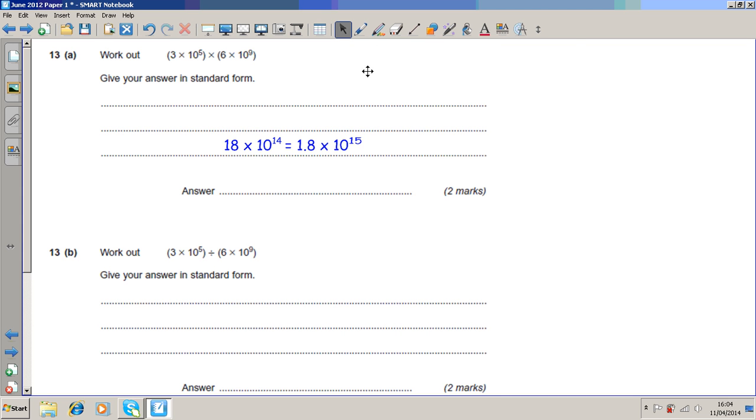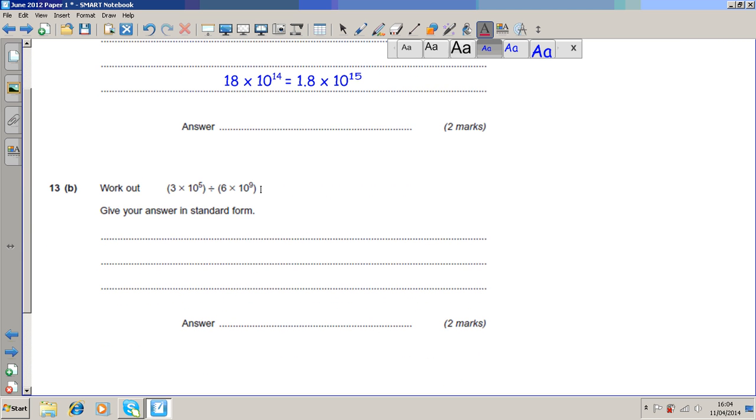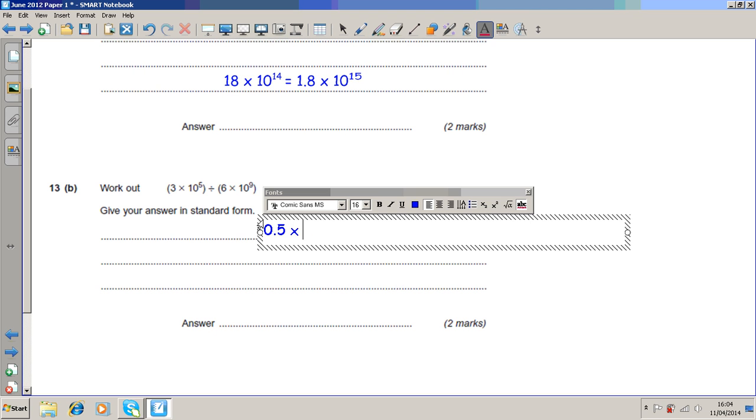Alright, dividing, same sort of rules apply really. 3 divided by 6 is 0.5, then we put our times 10 in, and we're taking away the power, so 5 take 9 is going to be -4.